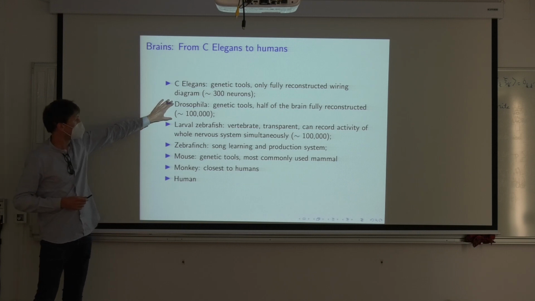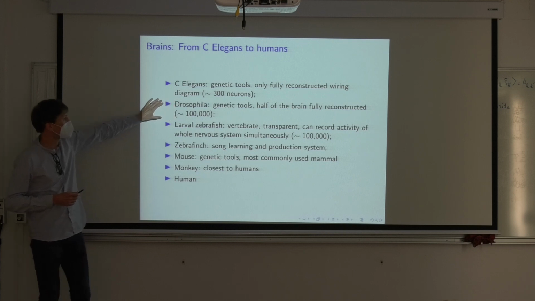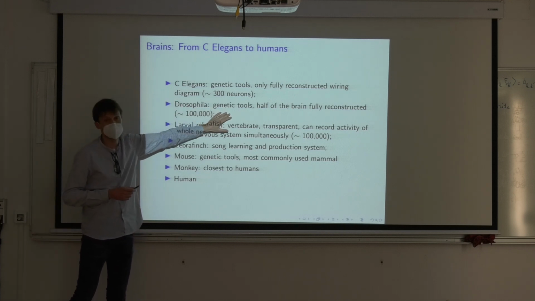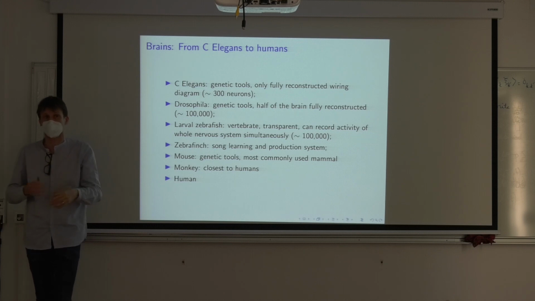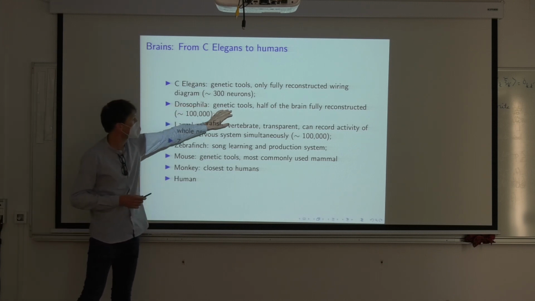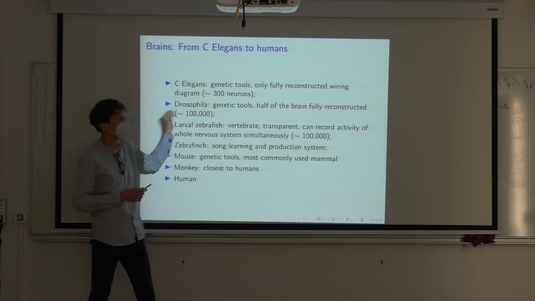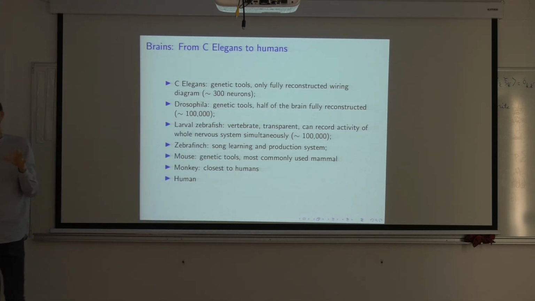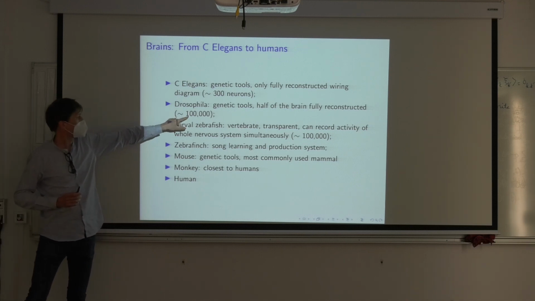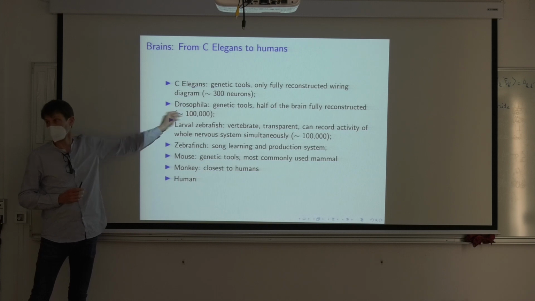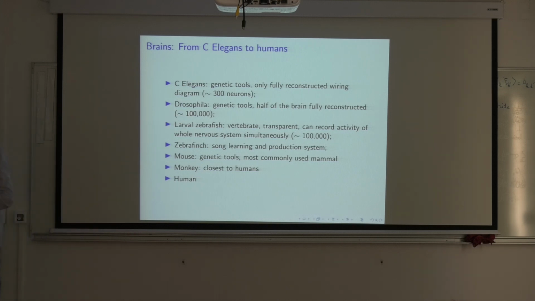Drosophila is the next highly popular animal, because of genetic tools, so you can genetically modify Drosophila very easily. Also, people are making huge progress in reconstructing the brain of Drosophila. Now we actually have the wiring diagram of slightly more than half of this brain. And note that the number of neurons has gone up by several orders of magnitude. You have 100,000 neurons in the brain of this little fly. And then you have other animals.